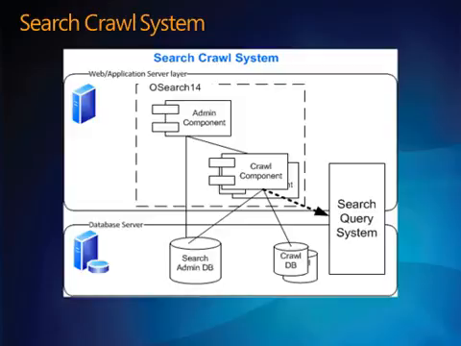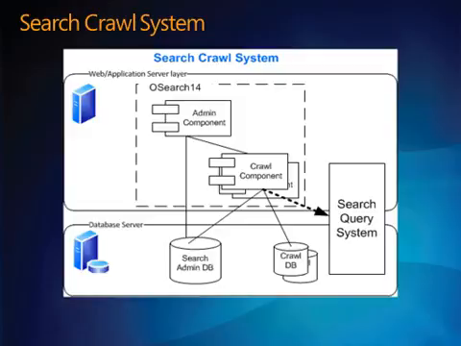In this slide, we'll examine the search crawl system. The administration component. This is an administration component that is used when starting a crawl, as well as when performing administrative tasks on the crawl system. Crawl component. A crawl component processes crawls of content sources, propagates the results to the index, and adds information about the location and crawl schedule of content sources to its associated crawl database.